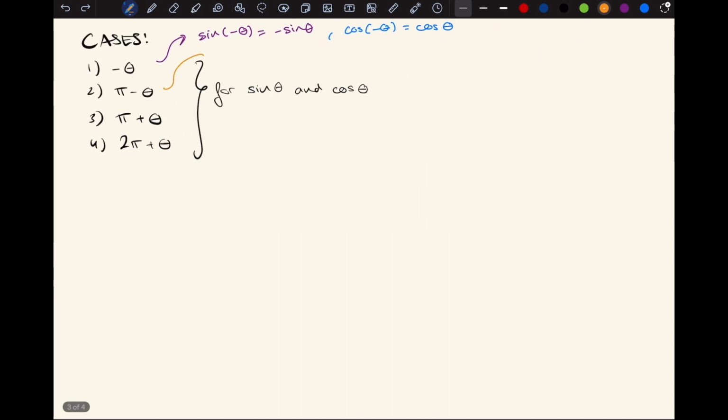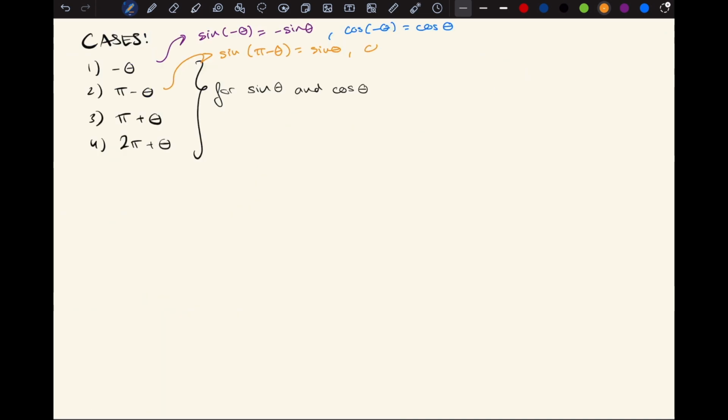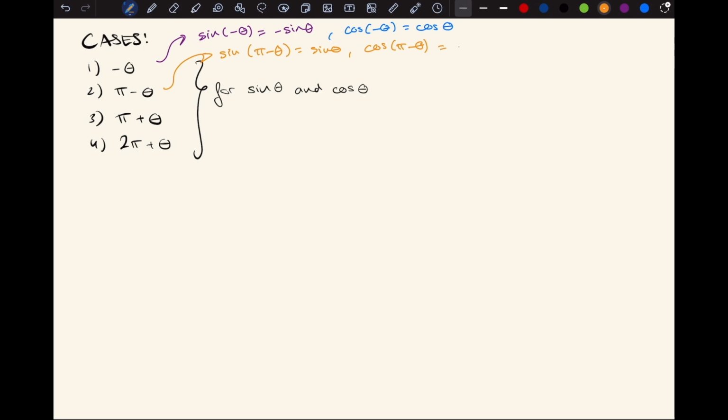So what we conclude about this is that the sine of pi minus theta is going to equal, as we've seen right here, the original sine. These values are the same. Now on the other hand, the cosine of pi minus theta is now in the negatives, so we're going to have negative cosine of theta.